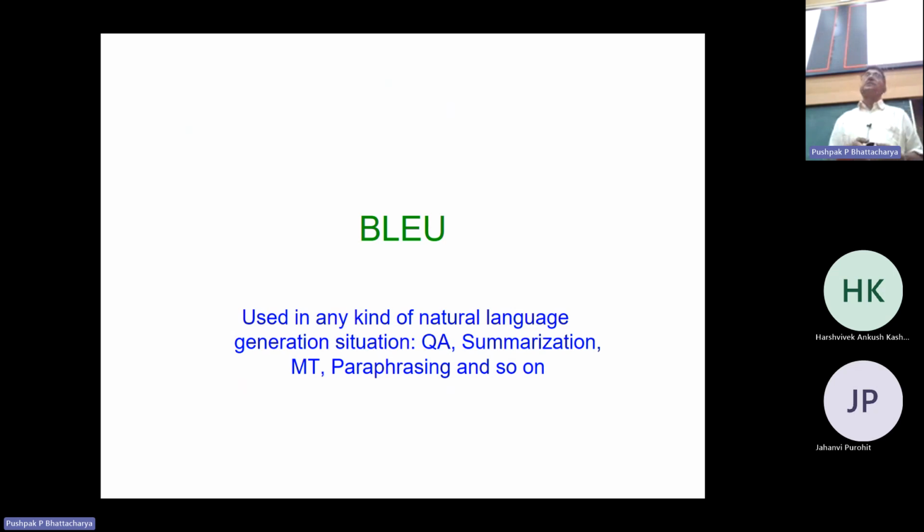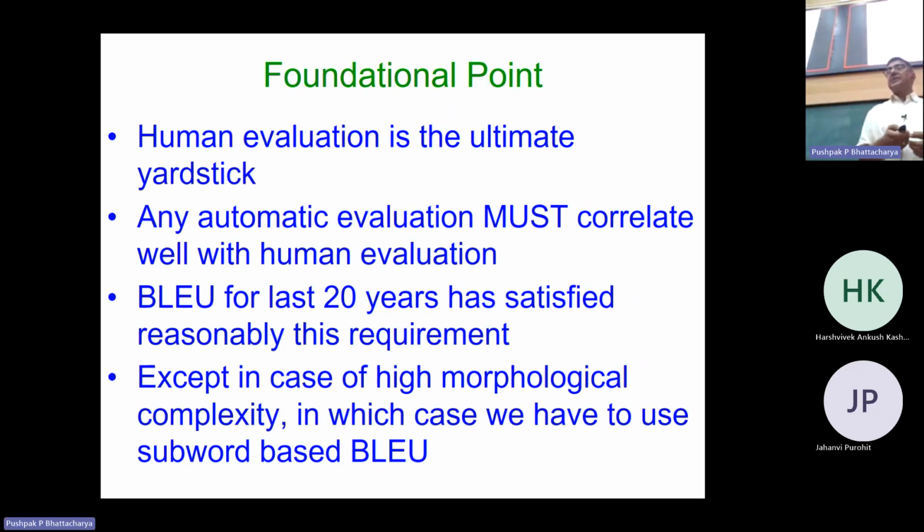Now let's look at BLEU, okay, which is one of the pillars of machine translation evaluation. And it introduced the notion of comparing the machine output with a reference output, okay, in terms of n-grams, n going from 1 to 4. So finally, we would like to match any kind of human performance, any metric that we propose, whatever be the field, should correlate well with human beings' judgment, okay? Now, BLEU has been very successful in terms of its high correlation with human judgment.